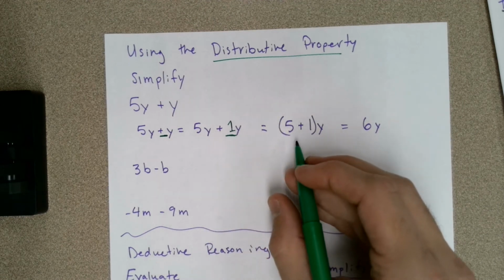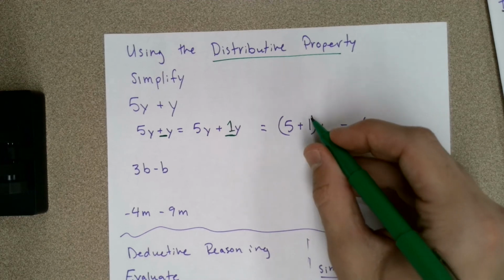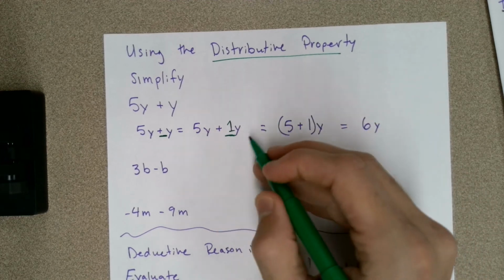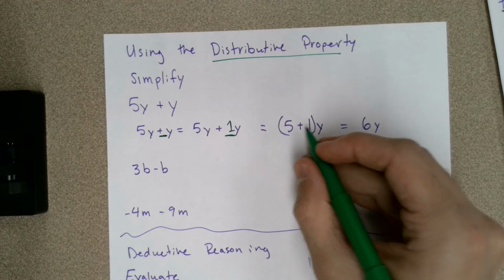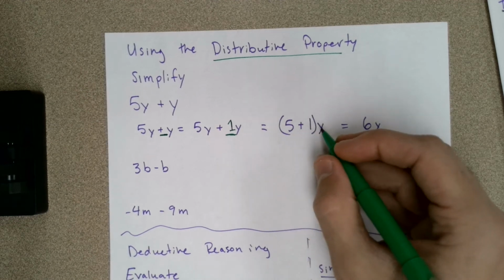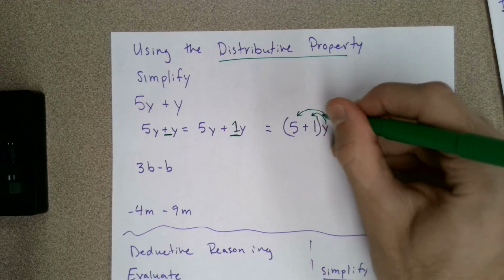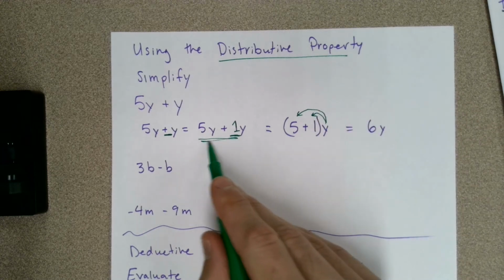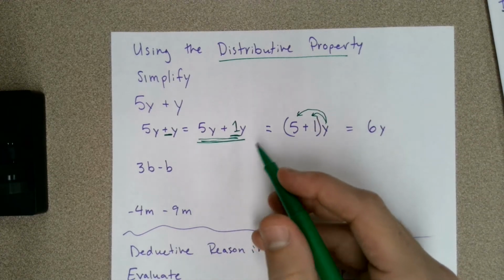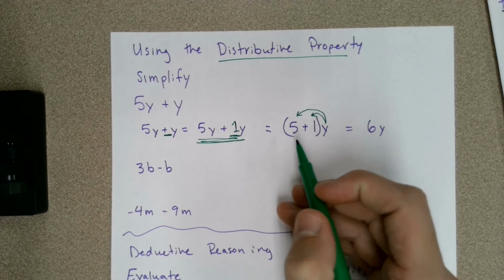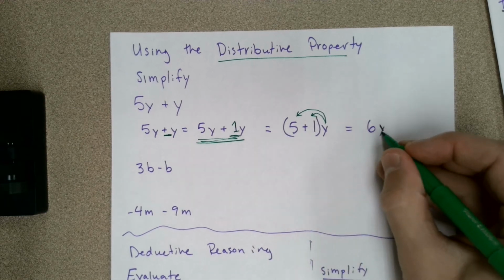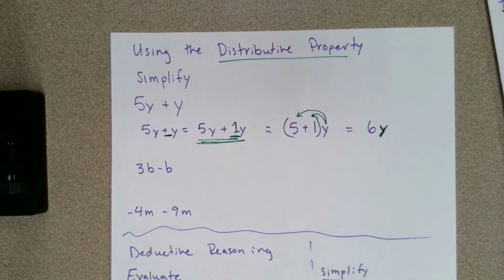We practiced this earlier last week. Take out this y, and we're going to set it on the side and put 5 plus 1 in the middle. Now, if we look at this, remember in a distributive property, if we were to distribute it back out, it would look just like this. So I'm going to rewrite it like this, 5 plus 1y, and then finally simplify that to 6y.